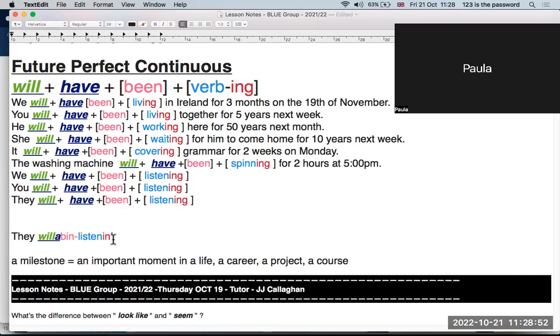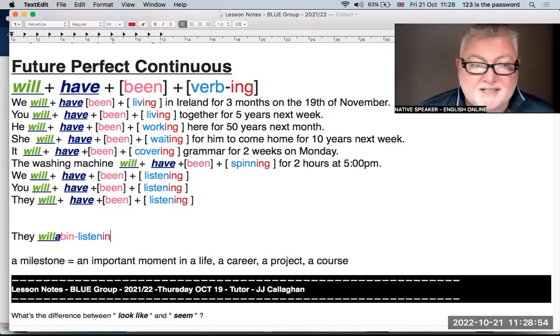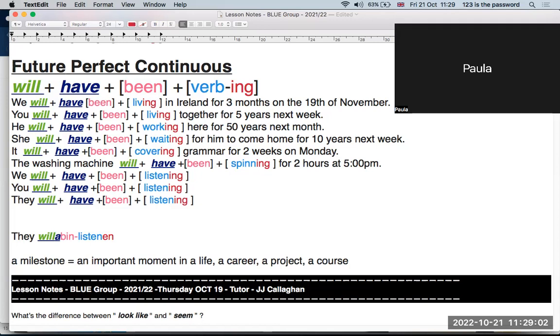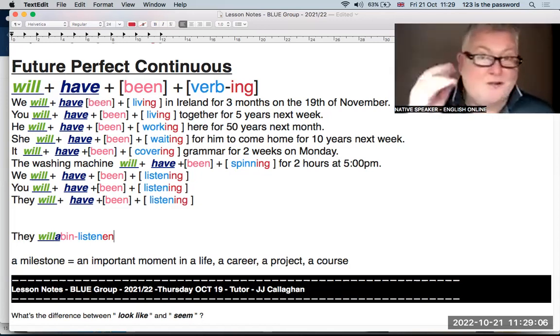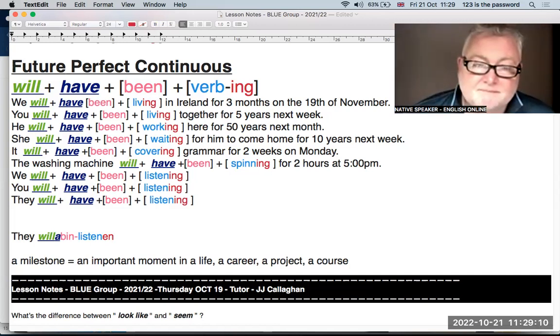Listening, to you, to your body and mouth, it will look like this. Okay. So they will have been listening. Very good. Now, the reason I'm laughing is you sound very native speaker there. Okay. All right. So they will have been listening.